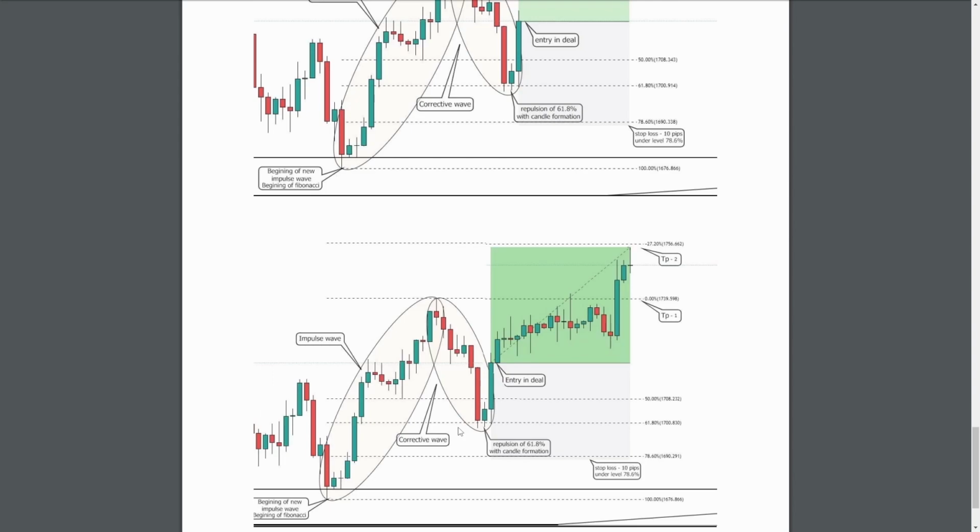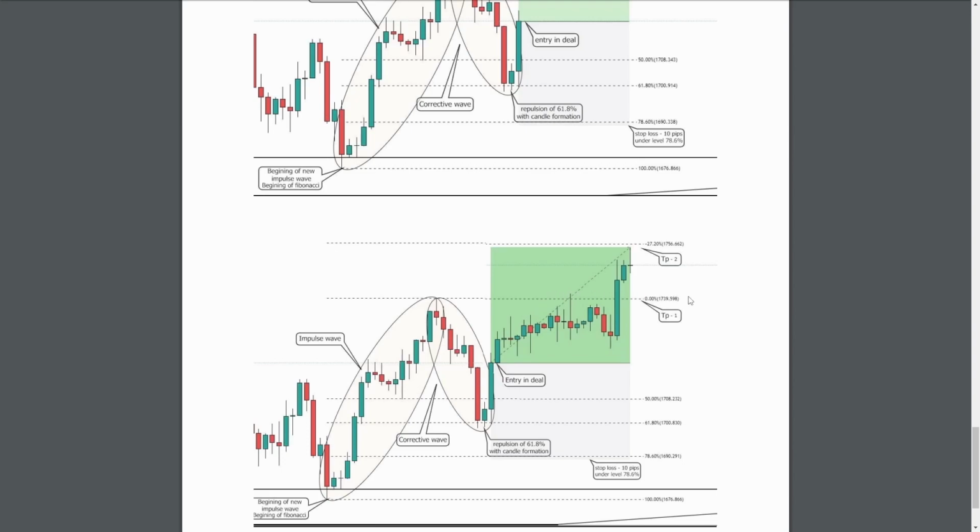Because this correction is deeper, and if we take the size of the previous impulse wave and apply it from 61.8, it comes exactly to 27.2 by Fibonacci. So we have to look for the most accurate level possible, or the most that the price would go. We close the first take profit at level 0 to secure the trade and leave the second take profit at 27.2 Fibonacci, which is the last level.